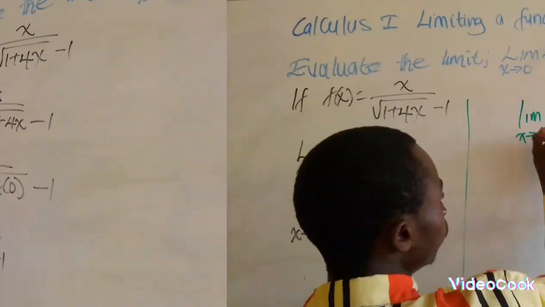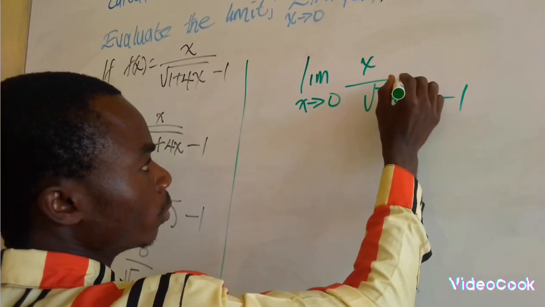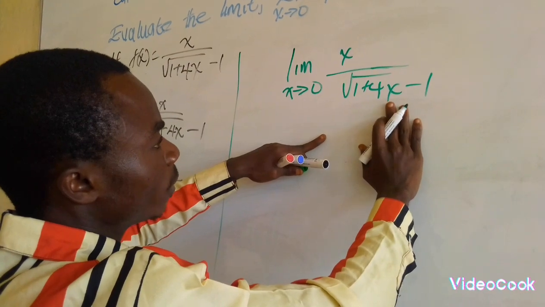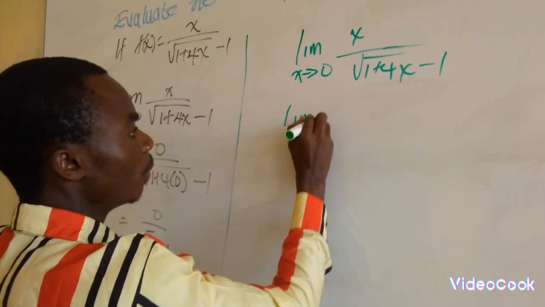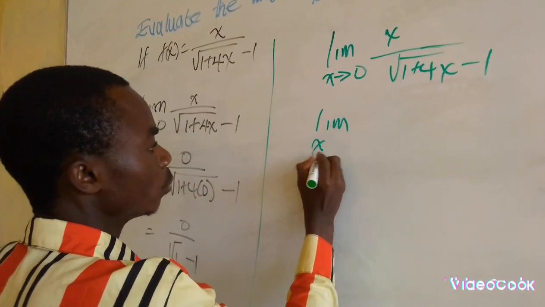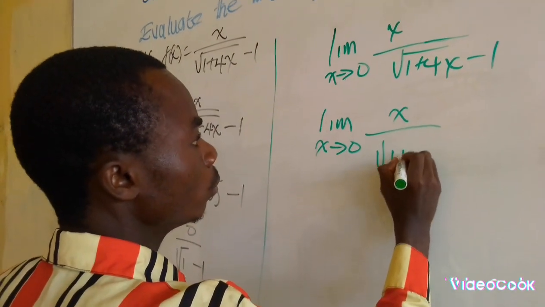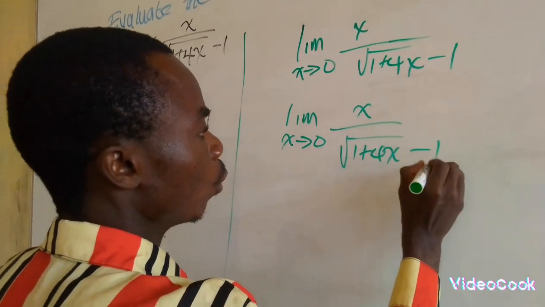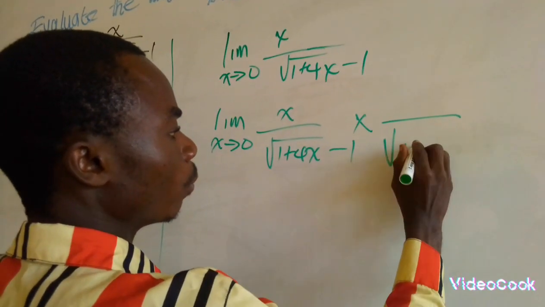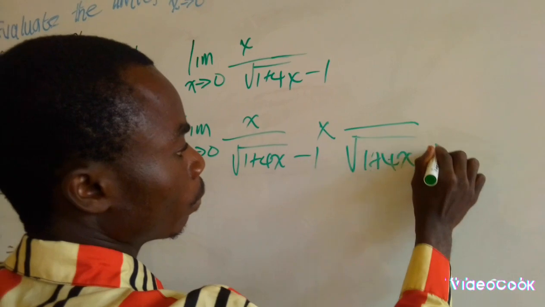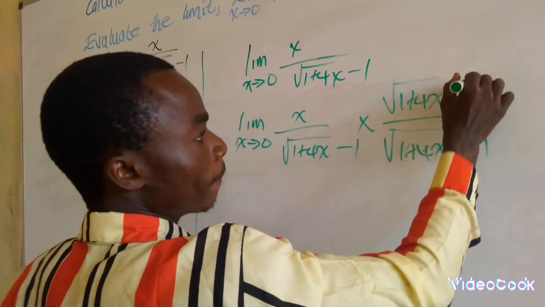So x divided by the root of 1 plus 4x minus 1. To do this, we find the conjugate of the denominator and multiply it by the numerator along with the denominator. So limit as x approaches 0, x all over the root of 1 plus 4x minus 1. That means we multiply this by the conjugate of this, that means the root of 1 plus 4x plus 1.